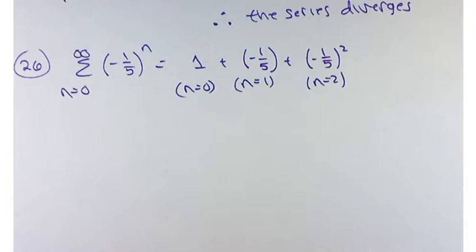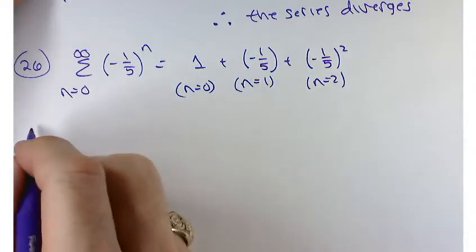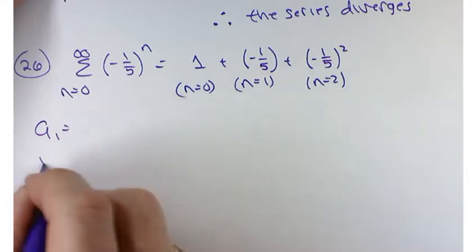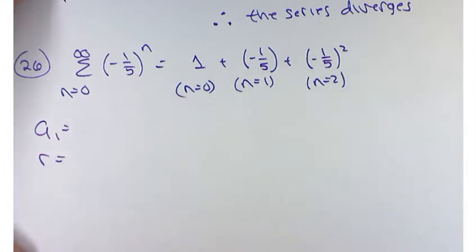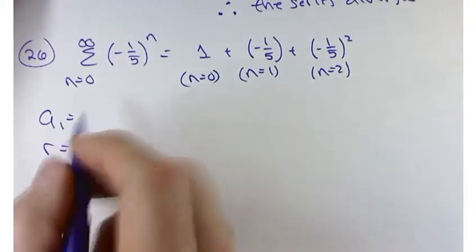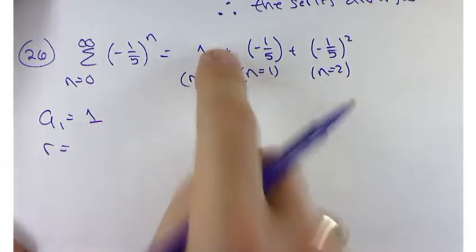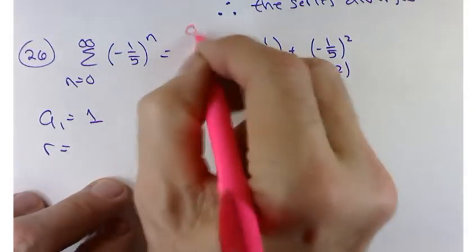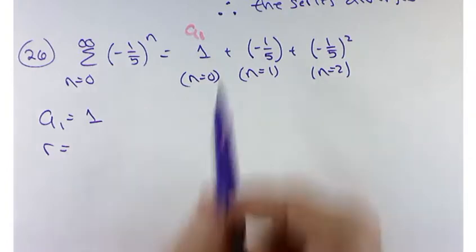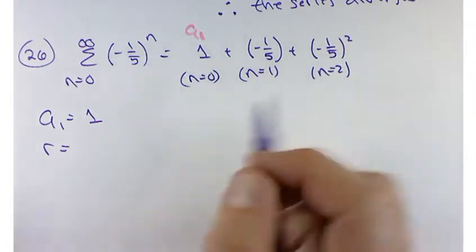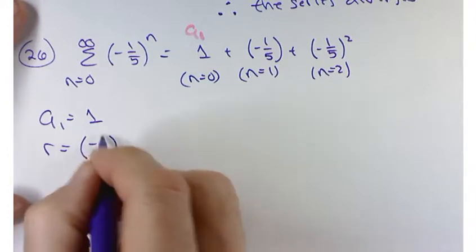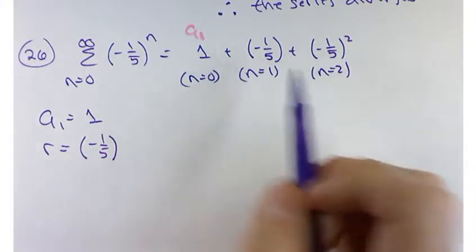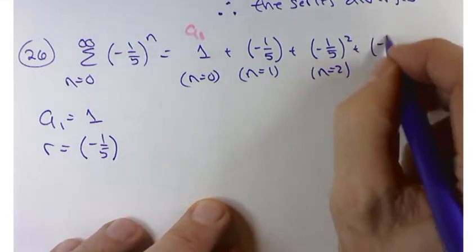What kind of a sequence, what kind of a series is this? Geometric. So it's a geometric series. Let's determine a few relevant facts. A sub 1 and r. What's a sub 1 here? A sub 1 is 1. A sub 1 is your first term. So here's our a sub 1. What's the value of r? Negative 1/5. Because that's what you're multiplying by to get from one term to the next, is negative 1/5.